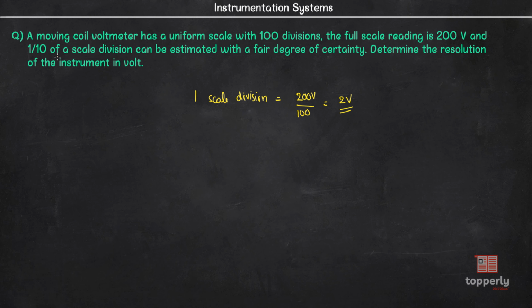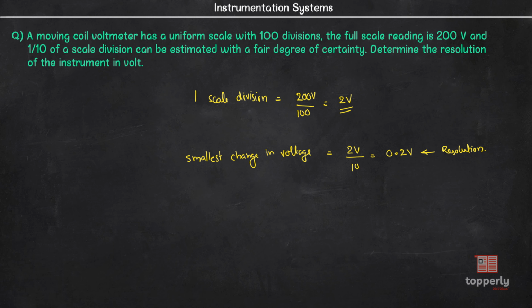And it is said that 1/10 of a scale division can be estimated with a fair degree of certainty. What it means is that we can determine a change of voltage corresponding to 1/10 of a scale division, that is 1/10 of 2 volt. So the smallest change in voltage that can be detected using this voltmeter is 2 volt by 10, that is 1/10 of 2 volt, which is 0.2 volt, and this is the resolution of the instrument.